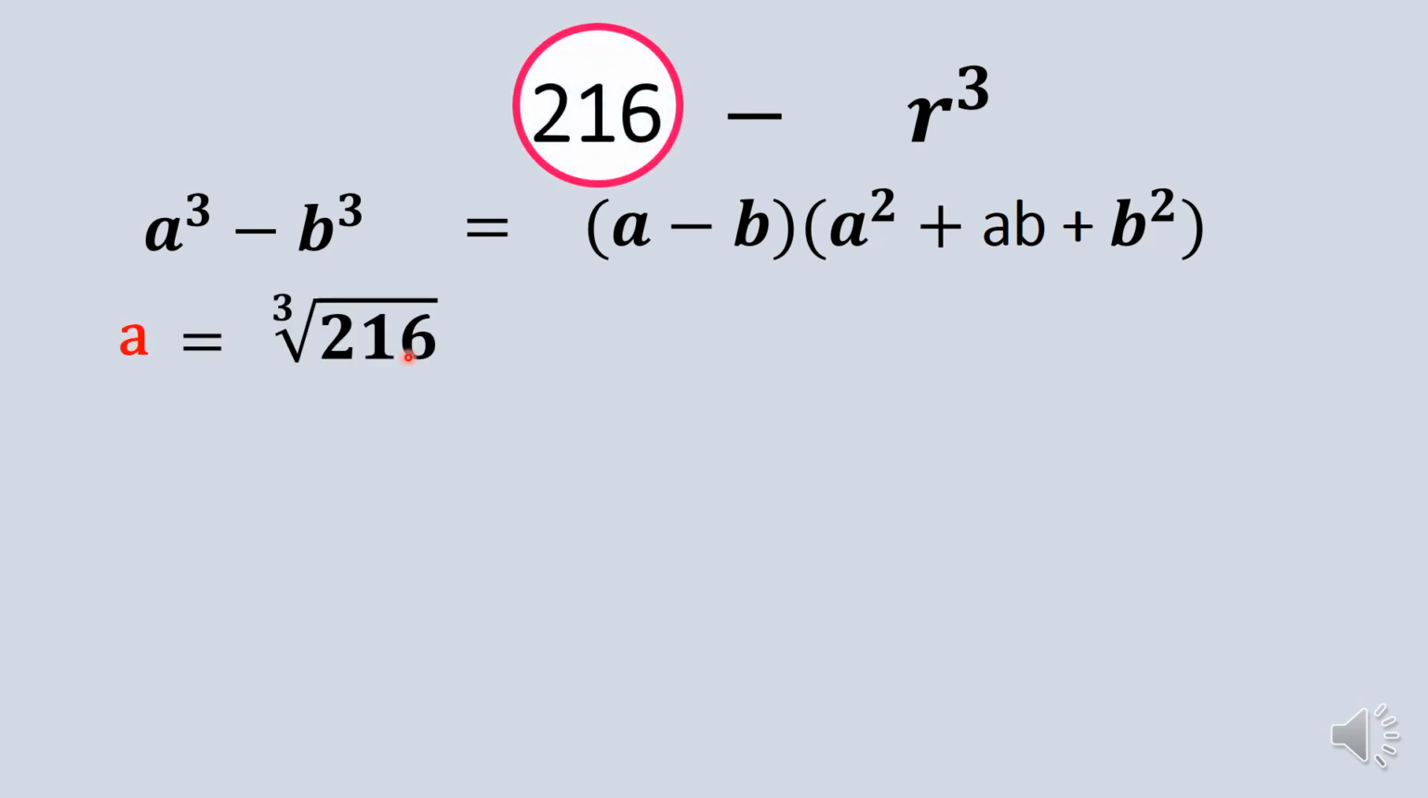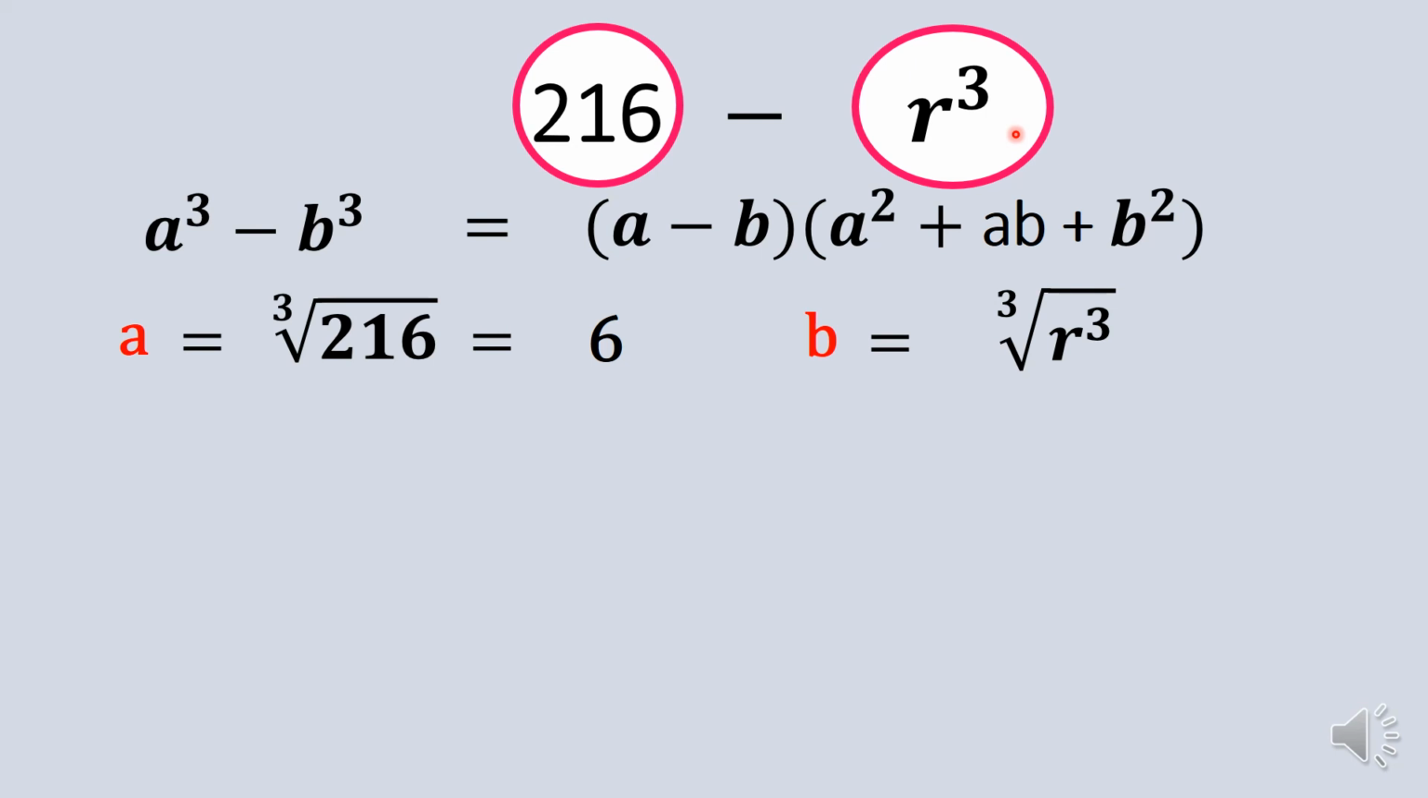So cube root ng 216. So ano yung number na kapag tinimes mo 3 beses sa sarili niya, ang magiging sagot ay 216. That is 6. Okay? And then for our b will be our second term, which is r cube. So kukunin natin yung cube root ng r cube. So cube root ng r cube ay r na lang, no? So you simply cancel this one, or yun nga, sabi ko kanina, 3 divided by 3 is 1, or simply r. Okay? So yung magiging a na natin is 6, then yung magiging b natin is r.